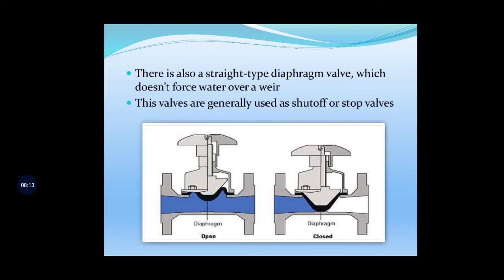So this is a picture of diaphragm valve. The left one shows when it is open and the right one shows when it is closed. There is also a straight type diaphragm valve which doesn't force water over a weir. These valves are generally used as shut-off or stop valves.